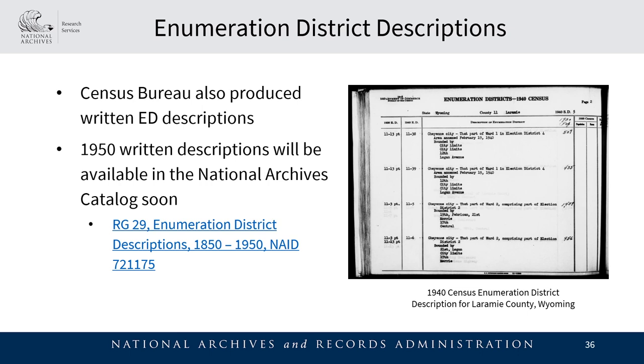written enumeration district descriptions using words to describe the boundaries. District descriptions are also held by the cartographic branch, and for the 1950 census, they will be added to the National Archives catalog soon. The 1940 and some 1930 descriptions are already available in the catalog. This example is from the 1940 census. District descriptions are also available on microfilm at the National Archives.